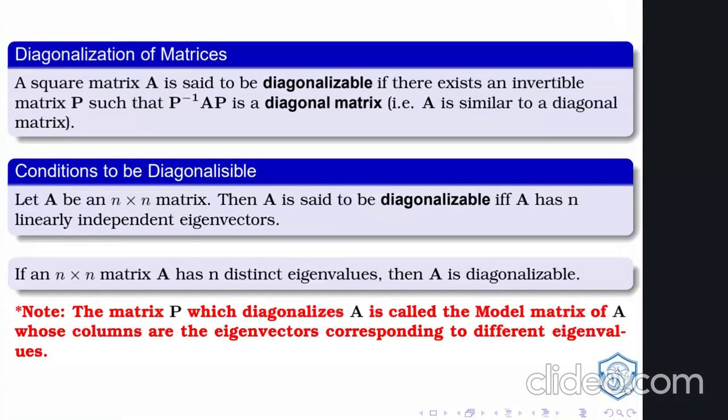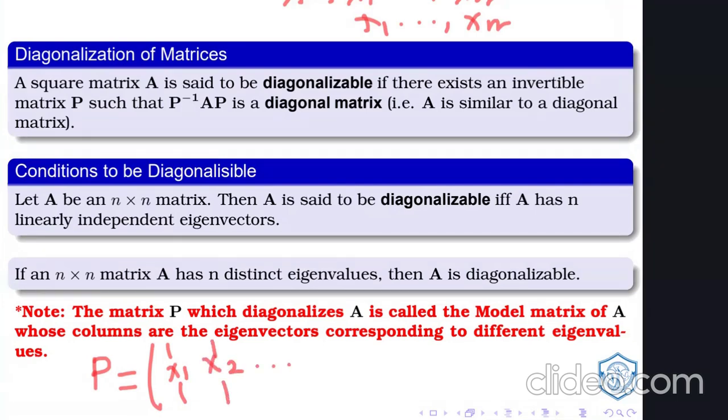Okay, now as I told, this is called the model matrix. And how to construct P? I have told that there is a special way by which I can construct P. So P is basically this matrix. If A is an n by n matrix with eigenvalues lambda 1 to lambda n, and eigenvectors x1 to xn, then P will have first column x1, second column x2, third column, up to the last column xn. Just column wise, you are putting all the n eigenvectors, and this will give the matrix P.